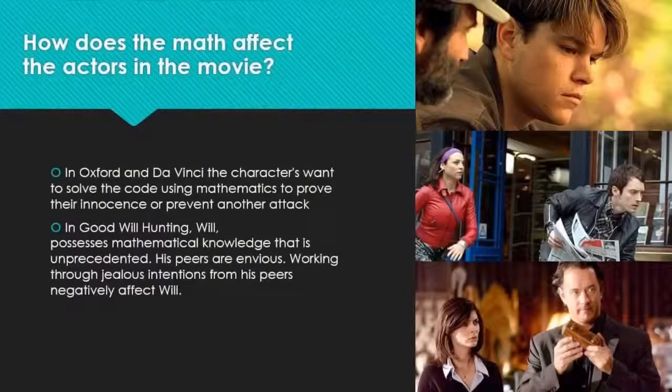Now, going back to the movies, how does the math affect the characters in the movies? Well, in The Axe for Murders and Da Vinci, the characters want to solve the code using mathematics to prove their innocence or prevent another attack. In Good Will Hunting, Will possesses mathematical knowledge that is unprecedented. His peers are envious, and the jealous intentions from his peers negatively affect Will as well.